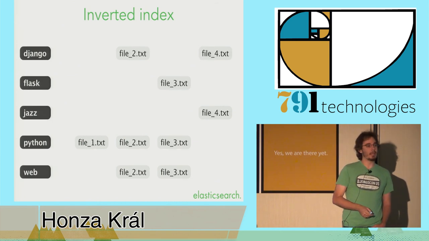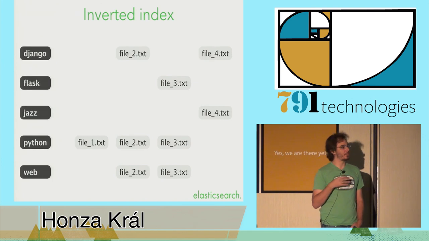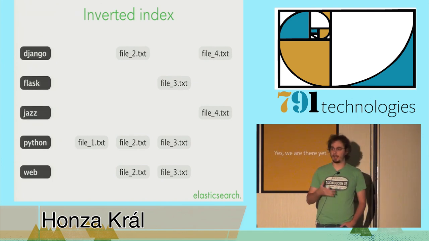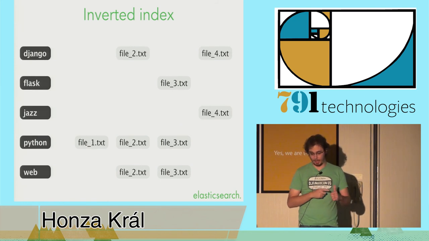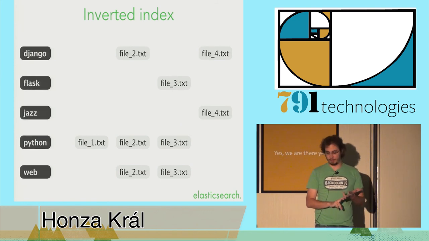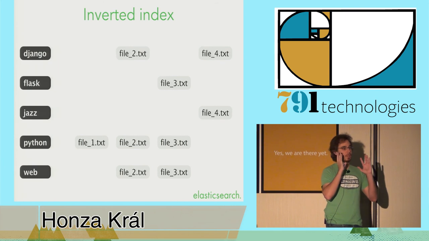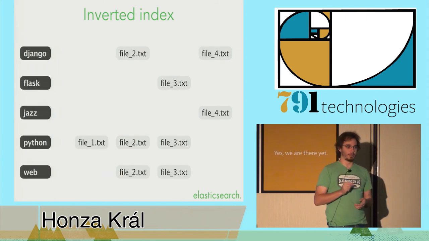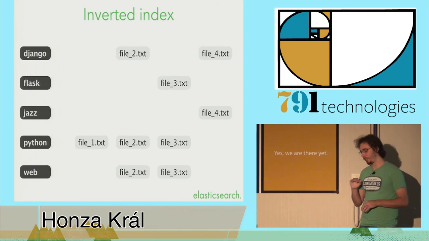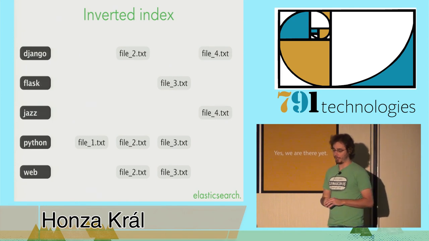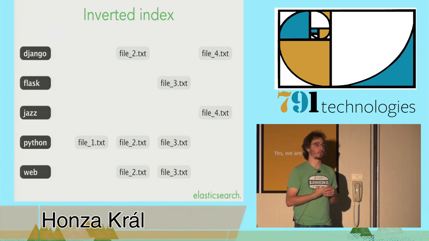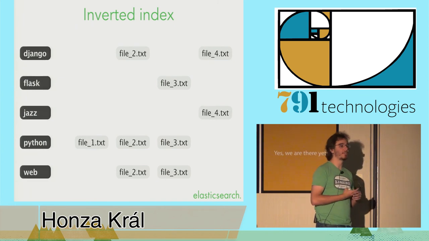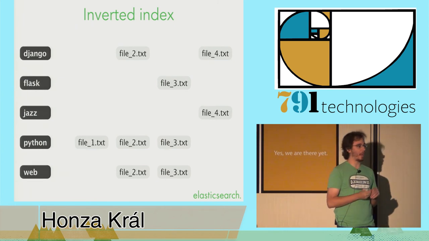What is it? It's a list of terms, a list of words that occur in the data set. In this case, we have words like Django, Flask, Python, Jazz. And note that they're in sorted order. That's important. And then for each of those rows, we have the list of, in our case, files where those terms occur. And again, you can see that those are in sorted order. And that will be important.